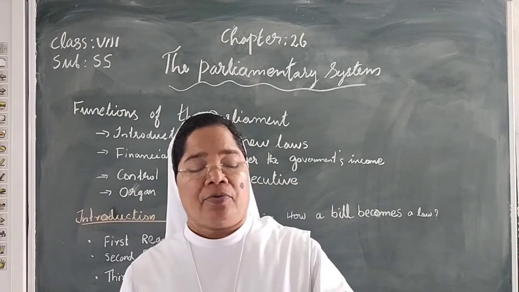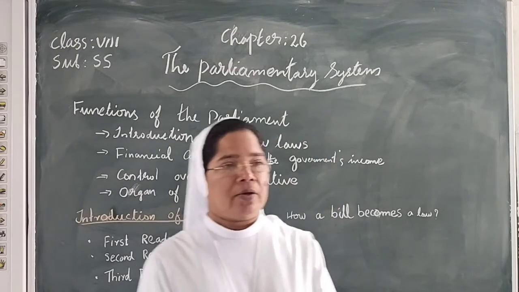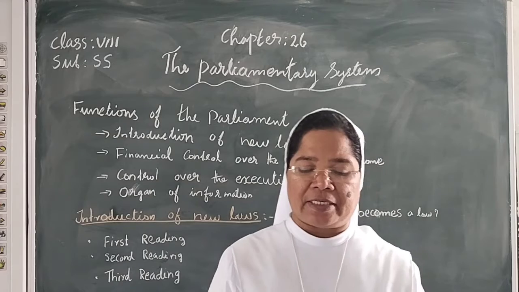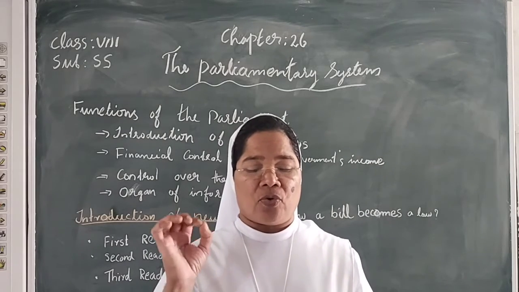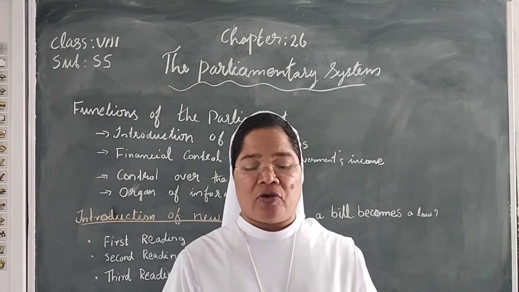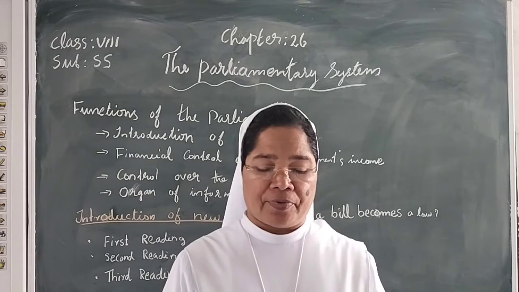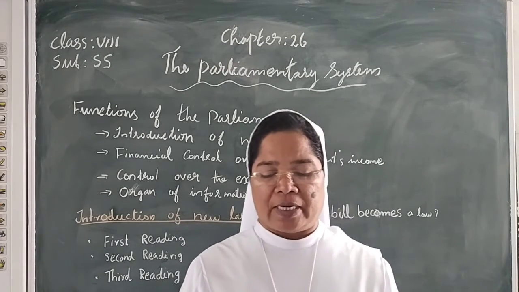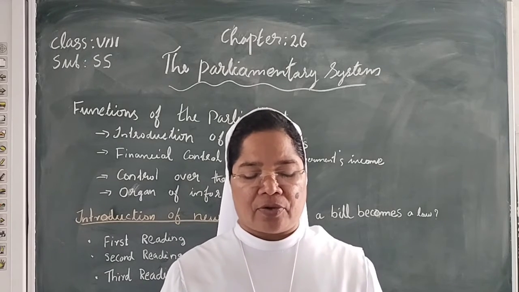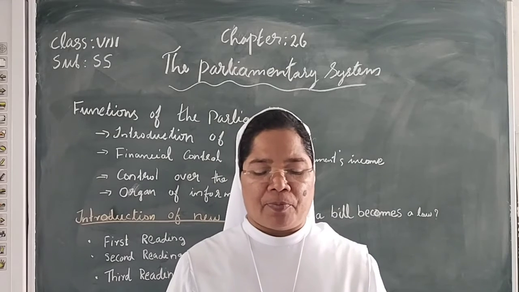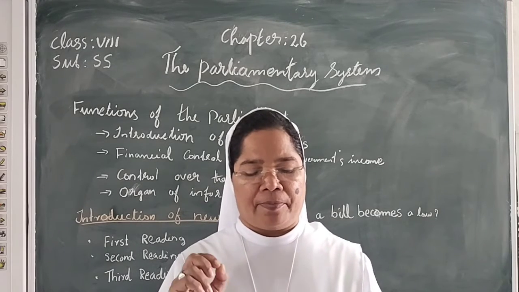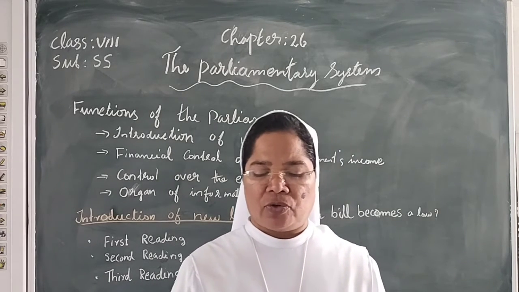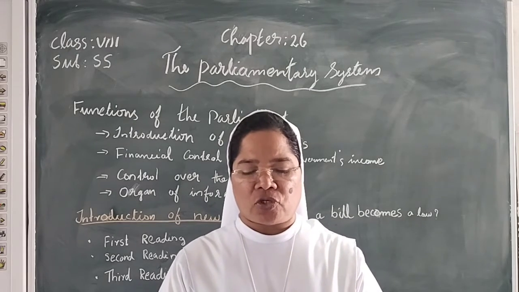Now let us go to the organ of information. The Parliament works as an organ of information. Members of the Parliament can call for any information except that which may threaten the security of the country. The information provided by the Parliament is truthful and precise. The information is collected not only through debates but also through the specific medium of questions to the ministers.